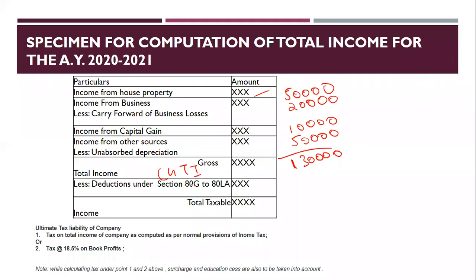Okay. So this will be my gross total income, which is called GTI. And the next is less deduction under section 80G to 80LA, if any kind of deduction. So what do you mean by deduction? A deduction is nothing but a benefit.